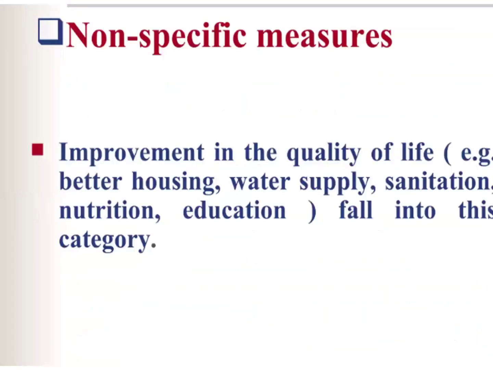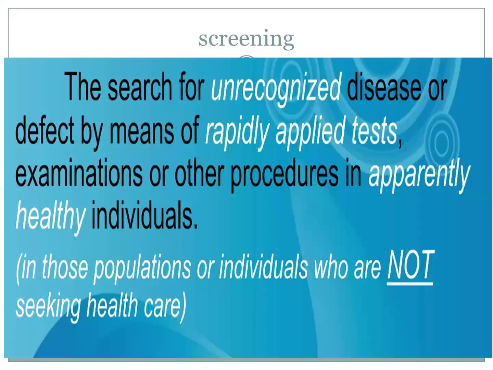Then non-specific measures, improvement in quality of life, better housing, water supply, and sanitation fall into this category. Then screening. Screening is basically search for an unrecognized disease or defect by means of rapidly applied tests, examinations, or other procedures in apparently healthy individuals. And these are especially for those populations or individuals who are not seeking healthcare.